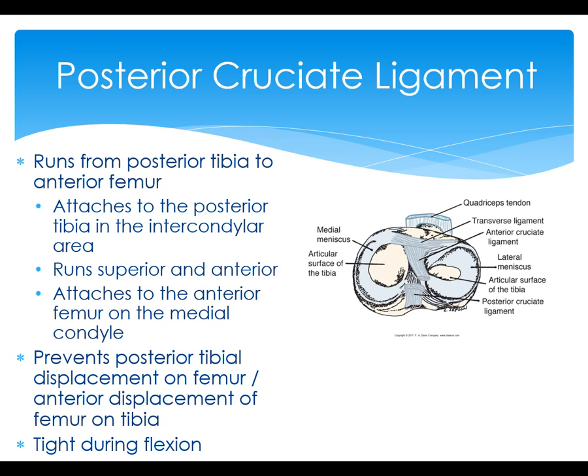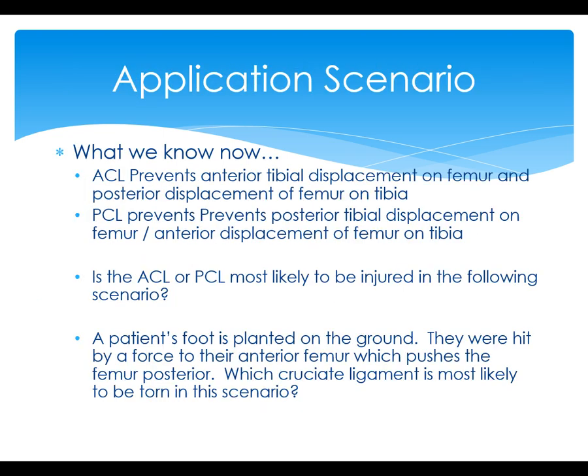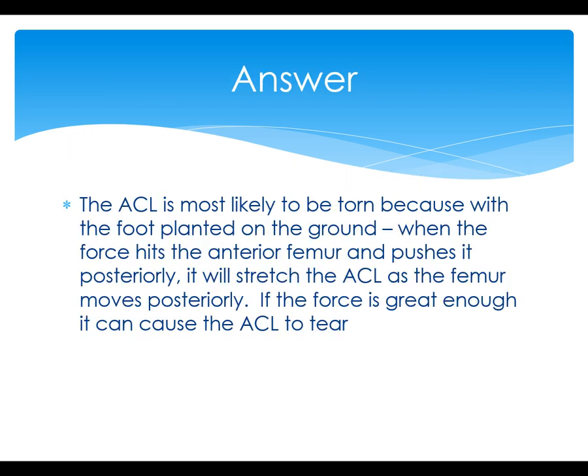So if we know that the ACL prevents anterior tibial displacement on the femur and posterior displacement of the femur on the tibia, and the PCL does the opposite, which one is more likely to be injured in the scenario at the bottom of this page? The patient's foot is planted on the ground. They were hit by a force to their anterior femur, which pushes the femur posterior. Which ligament is most likely to be torn? The answer is the ACL. With the foot planted on the ground, the force hits the anterior femur and pushes it posteriorly. It will stretch the ACL as the femur moves posteriorly. If the force is great enough, it could cause a tear to the ACL.